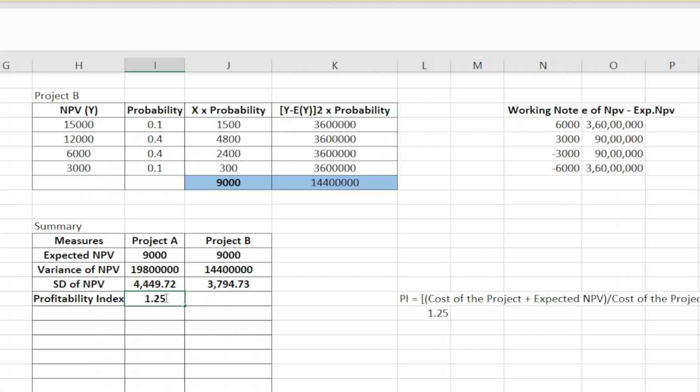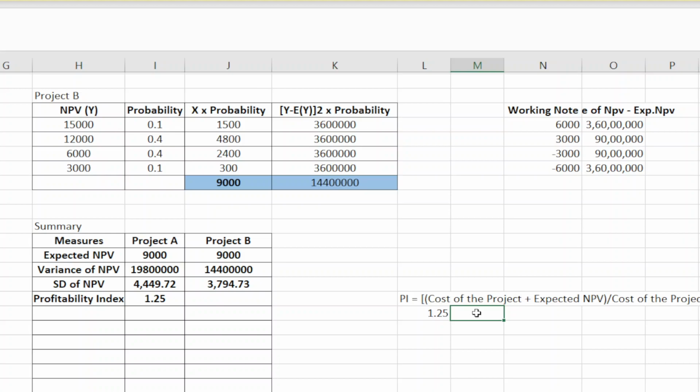That means there is a chance that it is 0.25, that is a 25% index. So one is considered as base 100, so 125. That means a 25% chance that the profitability from this particular project can be accepted. This is project A. Correct? This is project A.